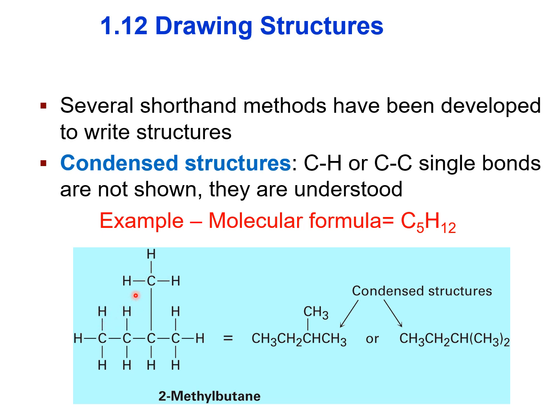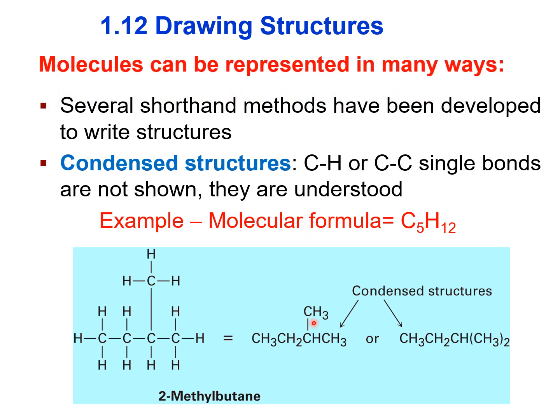However, there have been several shorthand methods developed to write structures because it's very cumbersome to write such a structure, especially when we are talking about larger molecules. So there is a form of drawing structures which is called the condensed structure. Here the carbon-hydrogen bond is not shown. Instead, it is understood that there is a bond between carbon and each of the hydrogens.